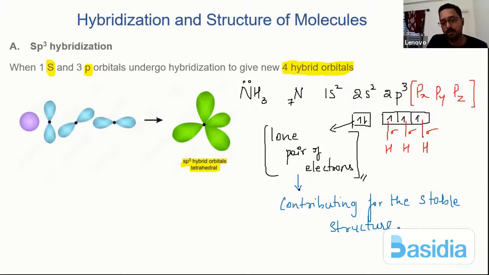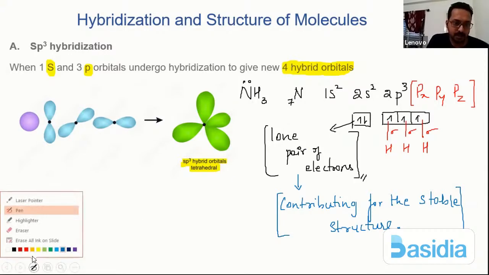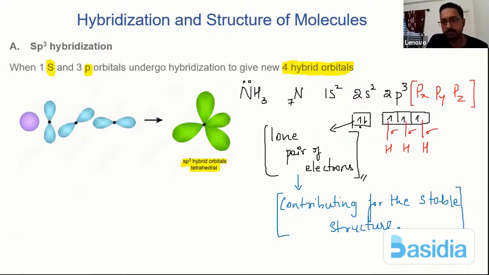So any electrons which contribute to the stable structure will be counted for the hybridization. So the electrons which are present here, the s electrons and the 3 p electrons, all of them are included. Hence the hybridization will be sp3 over here. Now what exactly has to be the geometry?